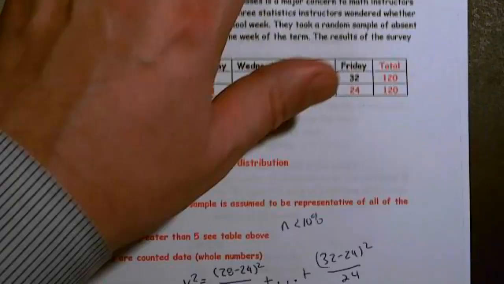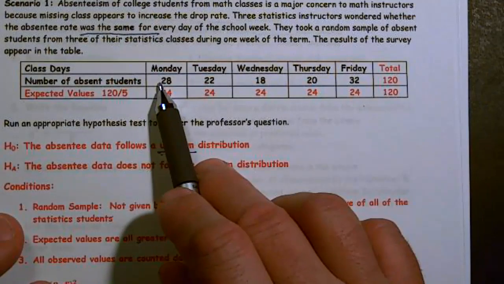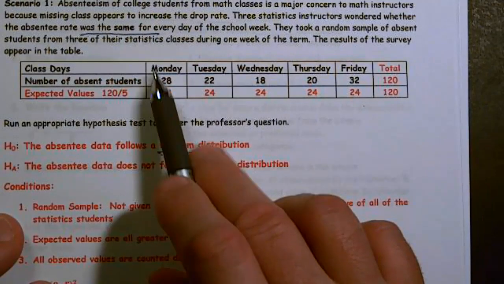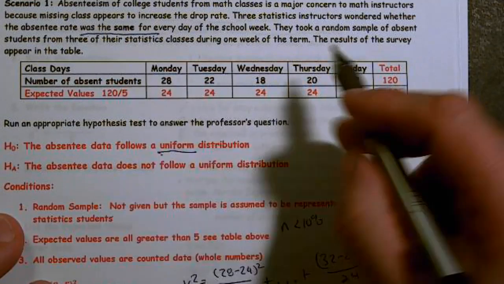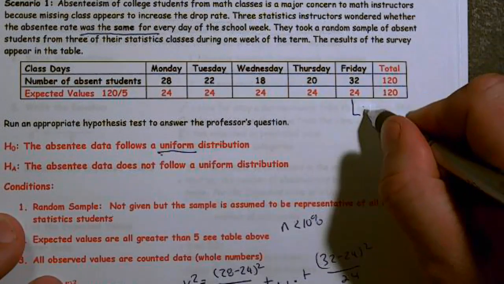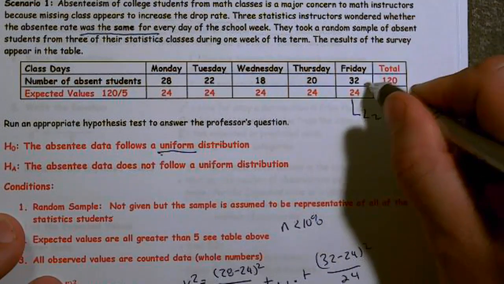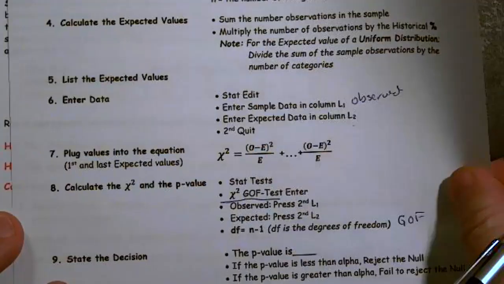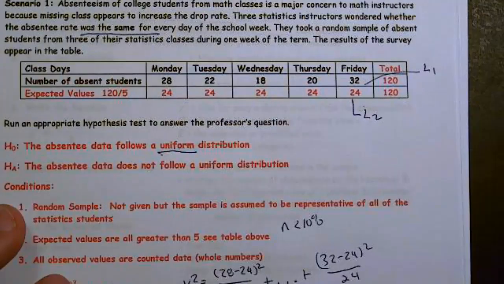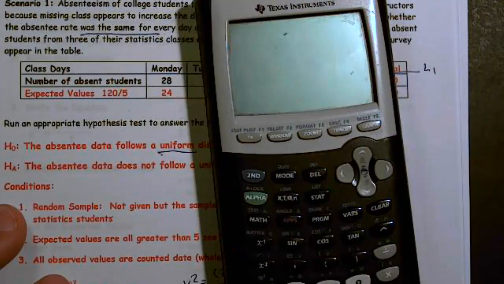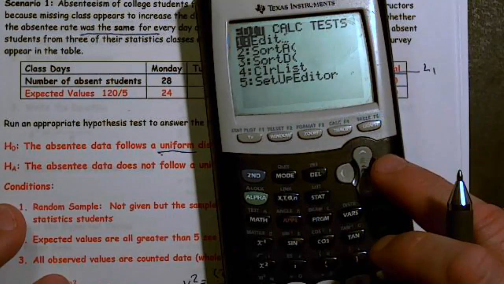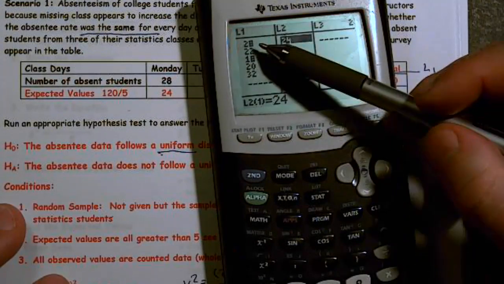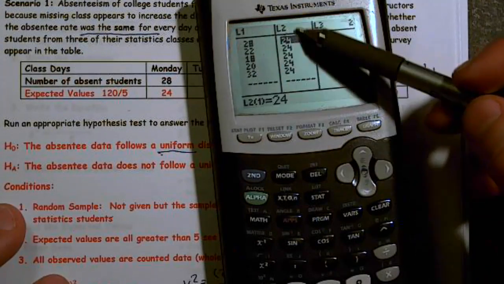Well, now that I have all the data, I'm going to enter that into my calculator. So I'm going to enter the row 1 into L1, and it depends on what it is. The expected always needs to go into L2. The observed needs to go into L1, and that's what we said on the recipe. So let's take a look at this. Stat edit, observed in L1, expected in L2.